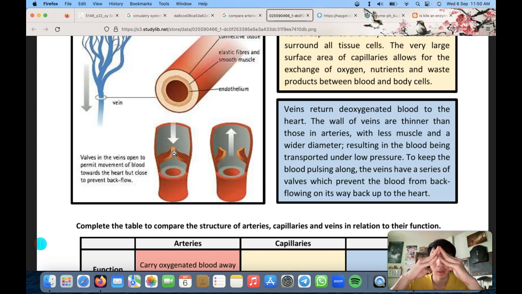So you see that when the blood is trying to flow downwards, it cannot. It's not able to go downwards. But if the blood is flowing up, back towards the heart, then it can. So it's like a one-way door. It only allows blood to flow in one direction, and it prevents a backflow of blood. The valve will prevent the backflow of blood.